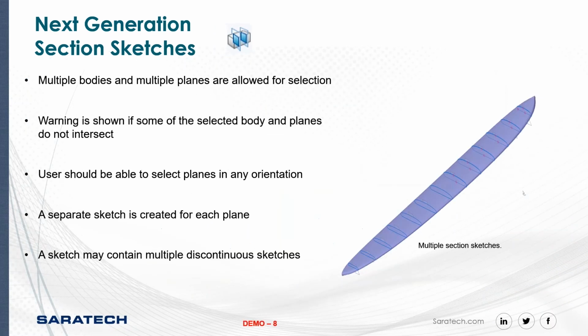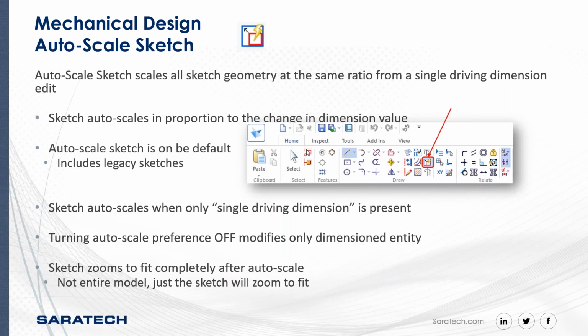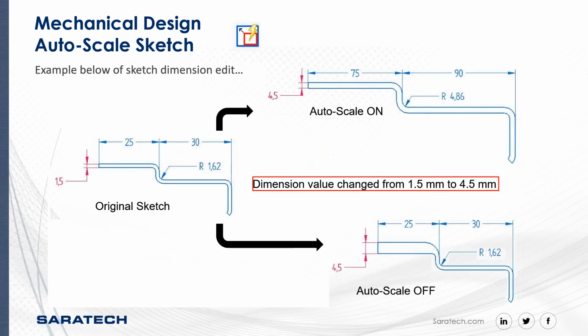Next, multiple bodies or multiple planes are allowed for sketching. The auto scale sketching: auto scale sketching scales all sketching geometry at the same ratio from a single driven geometry. That is now coming into play. So you can see here I've got my auto scale sketching where the dimension values are all given to me all at once.